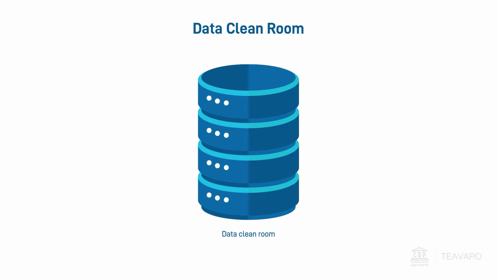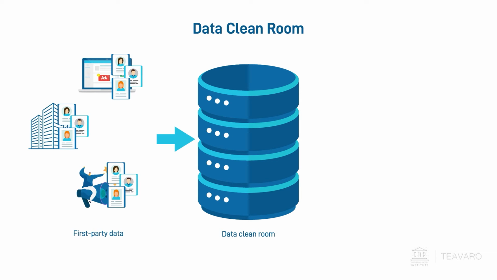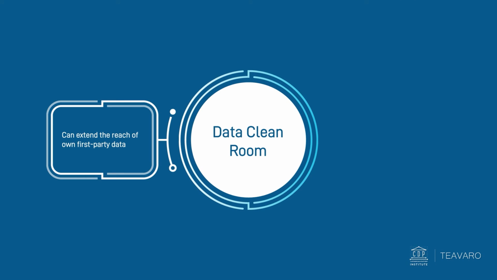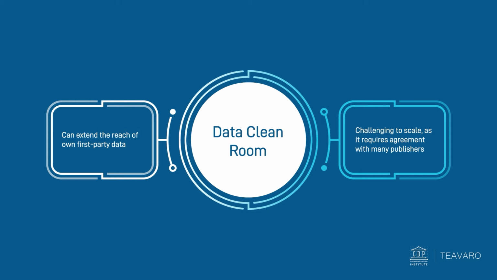A data cleanroom is an encrypted, secure location where first-party data from multiple parties is anonymized, layered, and matched in a privacy-compliant way with the aggregated data from the cleanroom provider. It can extend the reach of own first-party data, but it is challenging to scale as it requires agreement with many publishers.